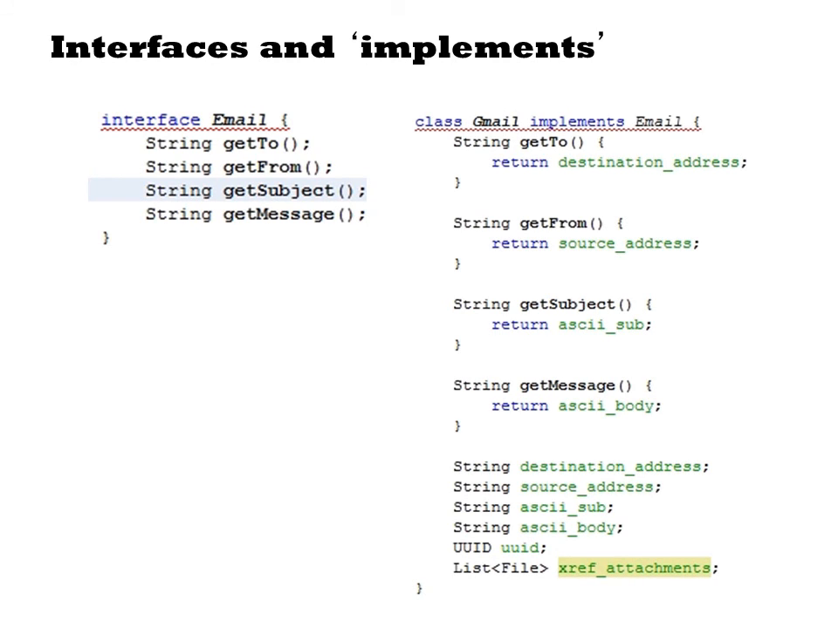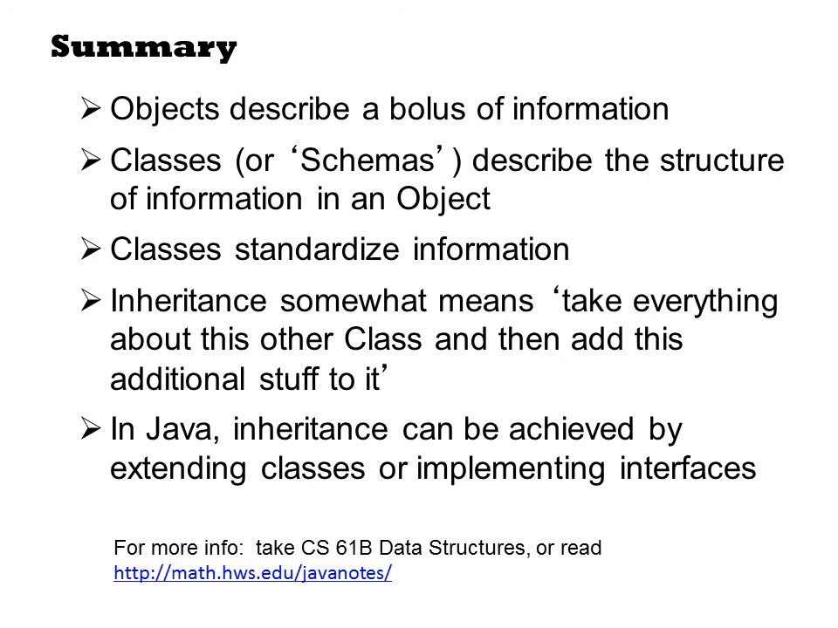So we can express the same concept of an email object in terms of an interface in which we promise the strings of 4 types will be made available by any implementing class. We can then describe the Gmail class as implementing email and providing methods that will satisfy the generation of these returned strings. In summary, objects describe a bolus of information. Classes or schemas describe the structure of information in an object. Classes standardize information. Inheritance somewhat means take everything about this other class and then add this additional stuff to it. In Java, inheritance can be achieved by extending classes or implementing interfaces.